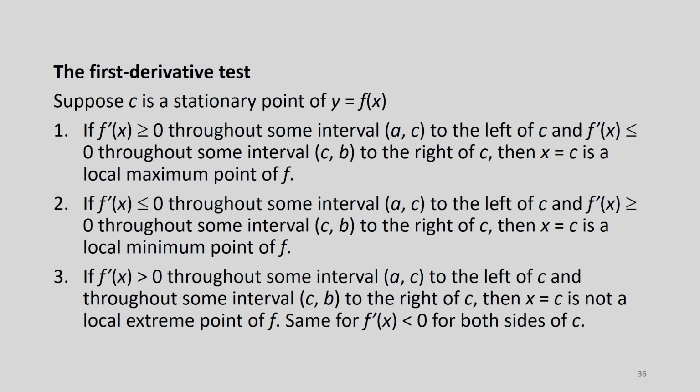So, these are the two conditions 1 and 2 which will help us to find out the maximum and minimum points, but these are, as we have seen, local maximum or minimum points. And the third condition tells us that if f dash of x is greater than 0 to the left and right of c, or f dash of x is less than 0 to the left and right of c, then there is no change of sign of the first derivative, and in that case we cannot say that x is equal to c is a maximum or minimum point.